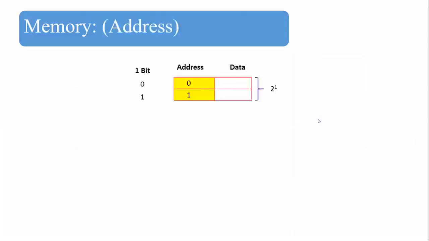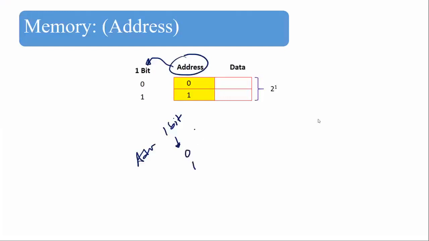Now, in the case of memory, addresses are also expressed in terms of zeros and ones. You already know about bits, isn't it? What is a bit? A bit can be either 0 or 1. So if an address is of 1 bit, how many possible combinations of zeros and ones are there in 1 bit? 2, that means 0 and 1.